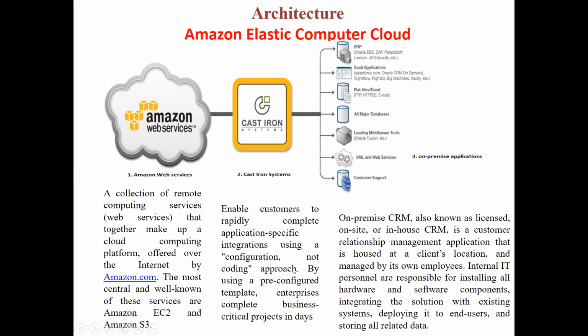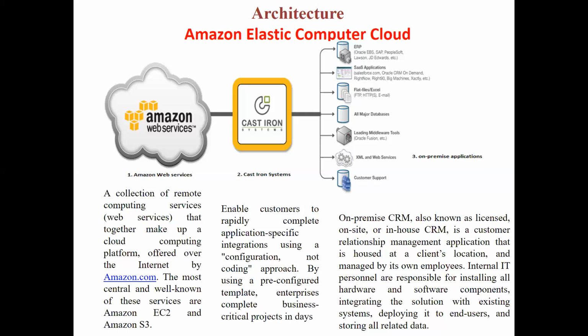What function does Cast Iron provide? It enables customers to rapidly complete application-specific integration using a configuration. Actually, it's an interface, not a coding approach. As a computer science student, everybody knows the interface, right? It can be a graphic interface, a normal interface, whatever. This specific interface provides the configuration picture there. You key in what you want, how much, like the memory space we mentioned before. By using a pre-configured template, enterprises complete business critical projects in days. So you don't need to spend a lot of time. You just use that system interface and ask for the resource you want.